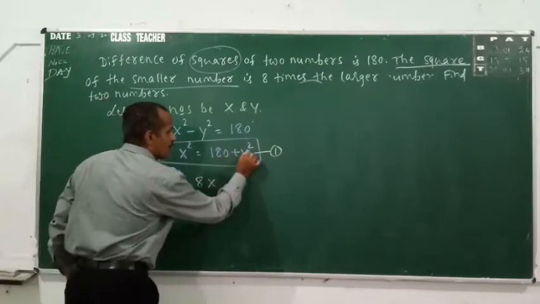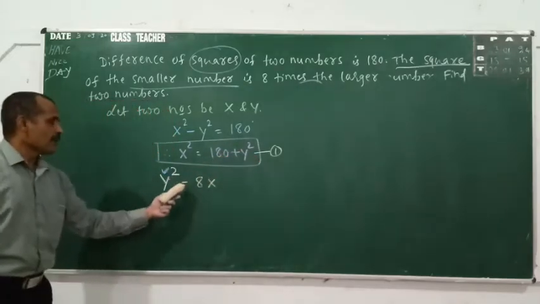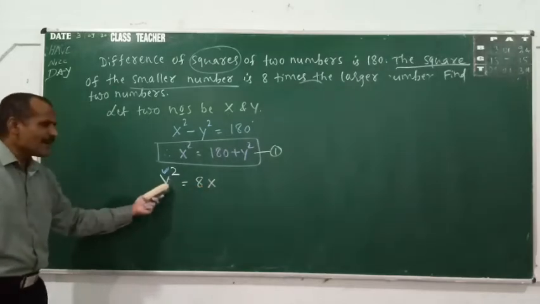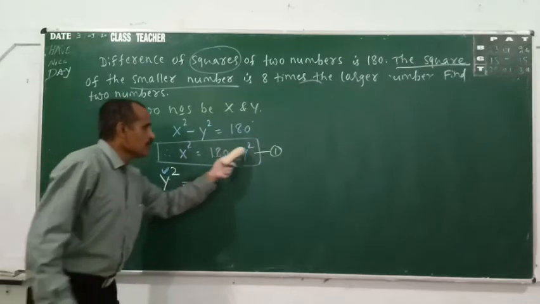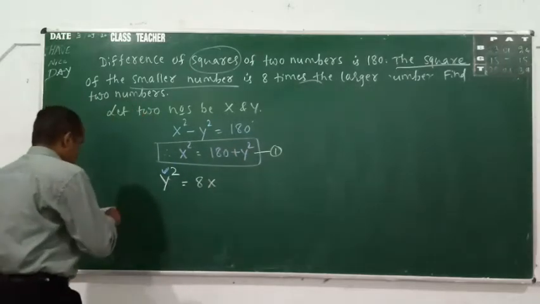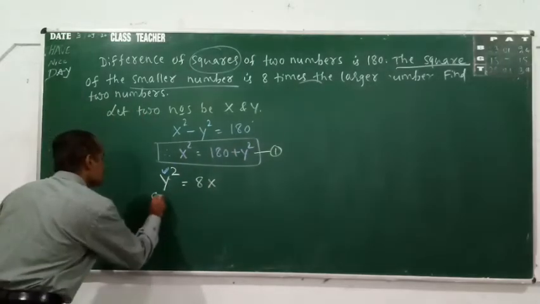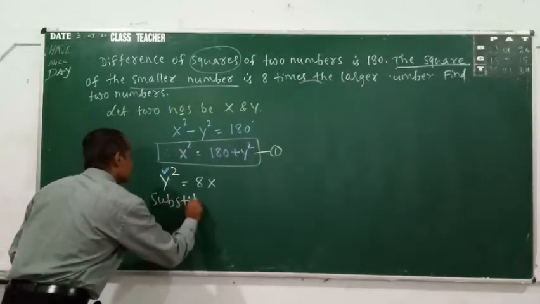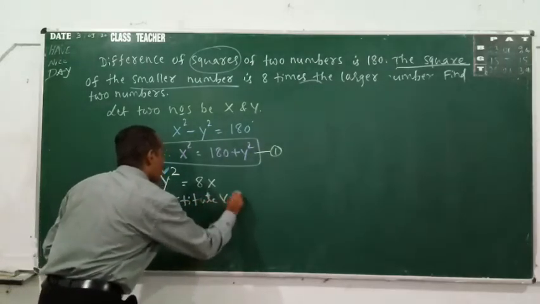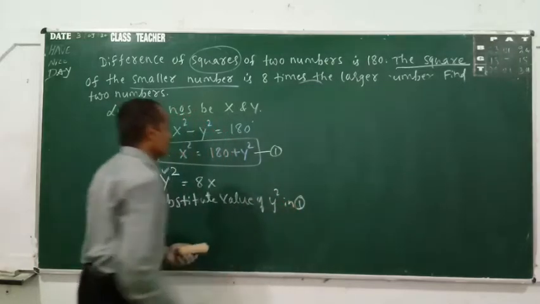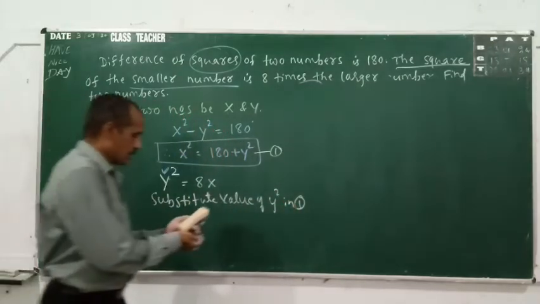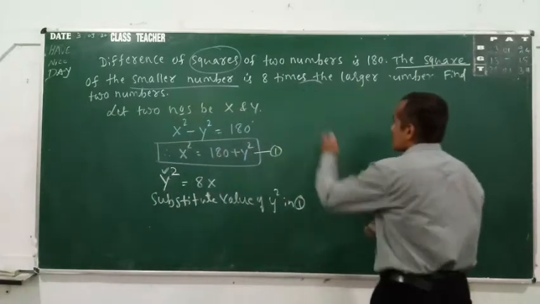Now what I will do? In equation 1, in the place of y square, I will substitute 8x. What is the value of y square? It is 8x. In the place of y square, I will substitute 8x. I will write: substitute the value of y square in equation number 1. What happens?